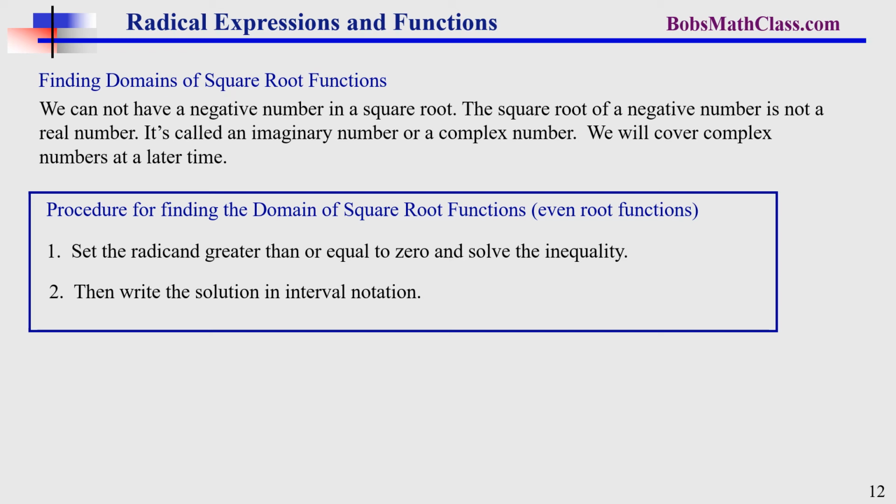So here's our procedure for finding the domain of a square root function. It's actually also the domain of even root functions, but we'll talk about that again later. So step 1 is set the radicand. Again, what is the radicand? The radicand is what is underneath the radical sign. We're going to write the radicand greater than or equal to 0 and then solve the inequality. Then step 2 is we're going to write the solution in interval notation. It doesn't say to graph, but whenever I'm writing an inequality in interval notation, I think it's always a good idea to graph it first and then write it in interval notation.